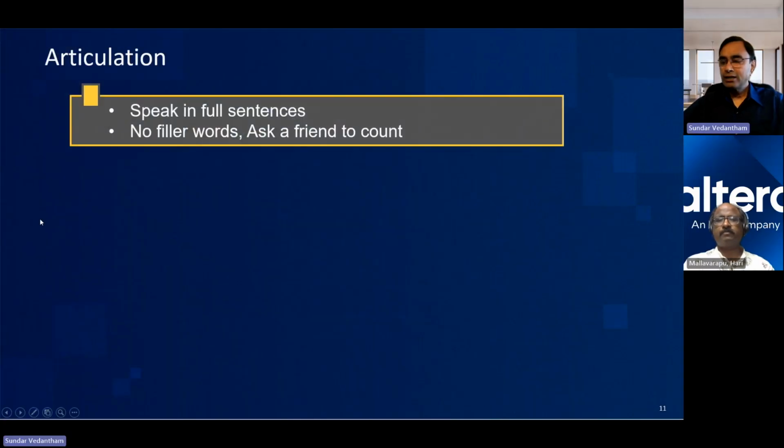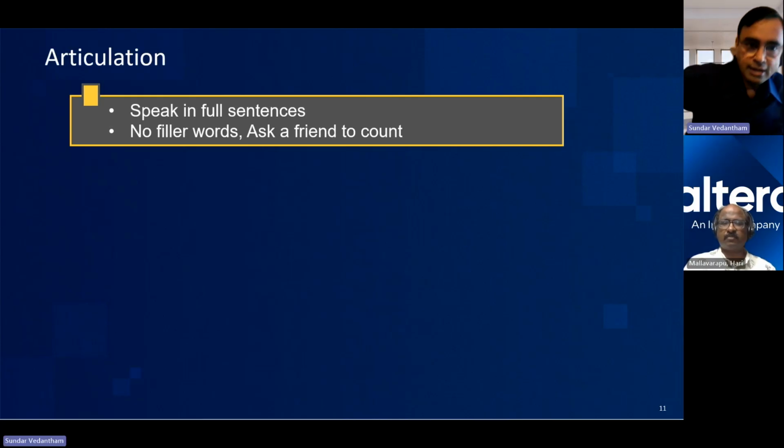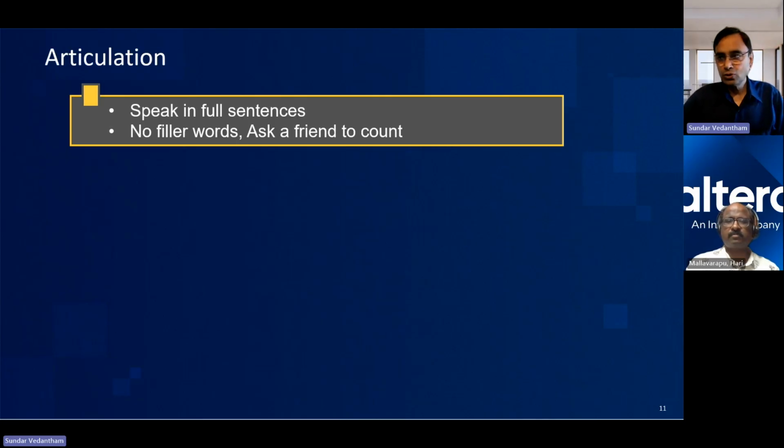Coming to articulation, I would say always speak in full sentences. Some of these I'm saying I constantly try to improve myself because these are not easy to do. Then, no filler words. Often we end up saying things like that. I even say things like that often. People have pointed that out. So I try to internalize that and try not to say that often.